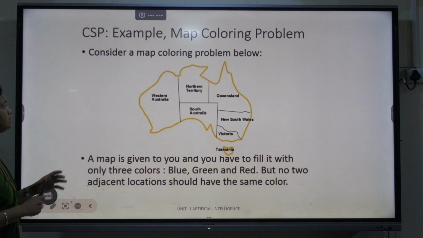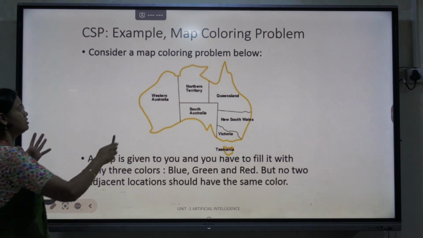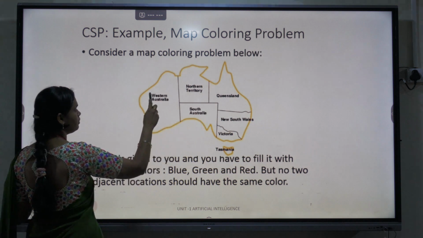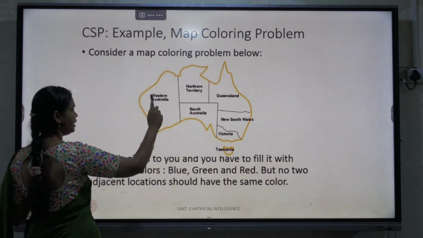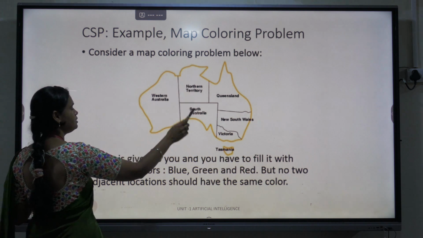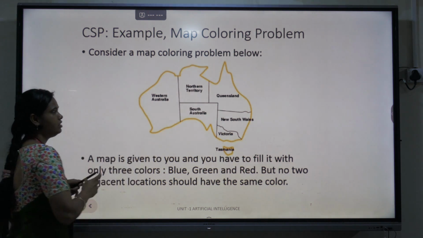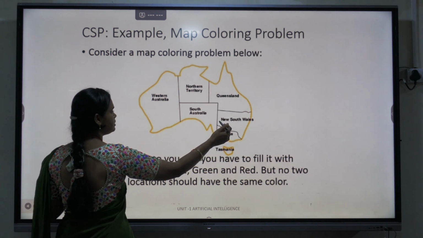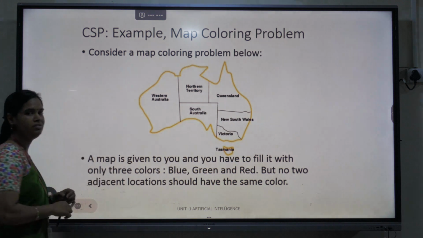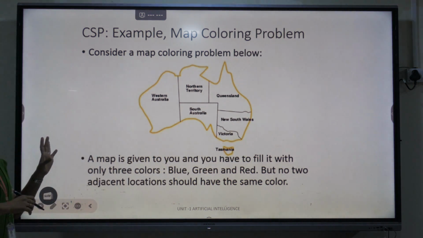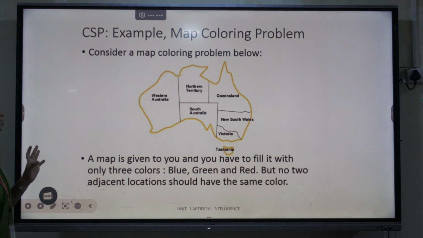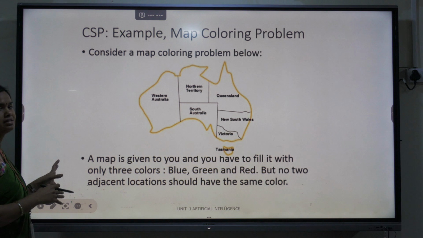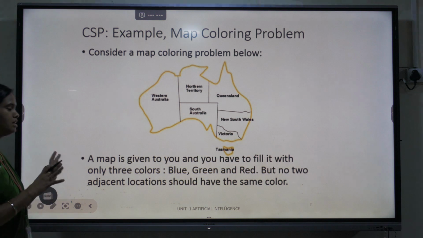Right? So what are the variables in this? The names of the regions given here. You can write Western Australia as WA, Northern Territory as NT, South Australia as SA, Queensland as Q, New South Wales as NSW, Victoria as V, and Tasmania as T. So these are your variables. What is the domain value? The domain values are blue, green and red. And what is the constraint in this? The constraint is that no 2 adjacent regions should have the same color.